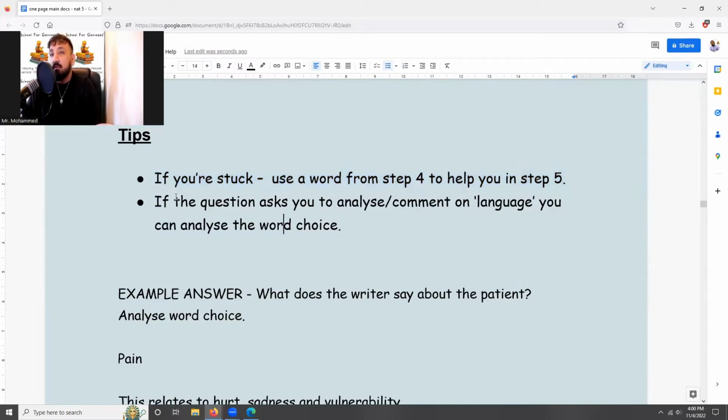Now finally, like I said at the start, if the question asks you to comment on or analyze language, you can analyze the word choice.